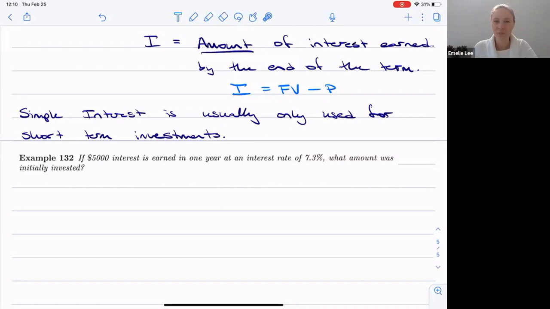Okay, we're just going to jump right into it. First thing we're going to do is figure out what we are given here and what we need to solve for. So if $5,000 interest, okay, that looks like an interest amount to me, is earned in 1 year, so now I know how long it was invested for, at an interest rate of 7.3%, okay, so I have my interest rate, what amount was initially invested?